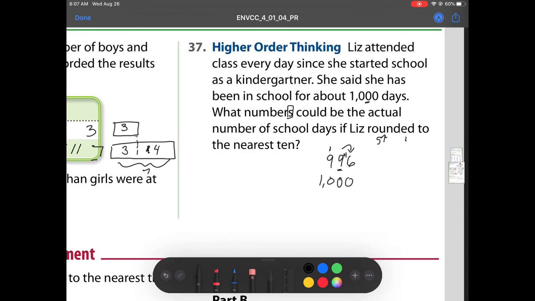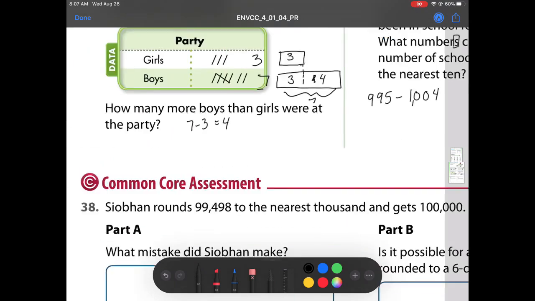What if I'm rounding down? 4 or less. So that means I need to have a 0 in the 10 spot, and something next door to it needs to be 4 or less. So let's pick a 3. Now I need the rest to be 1,000, because now when I round it, it will round to 1,000. So these are 2 possible answers. If you had a number between 995 through 1004, any of those would work as well.